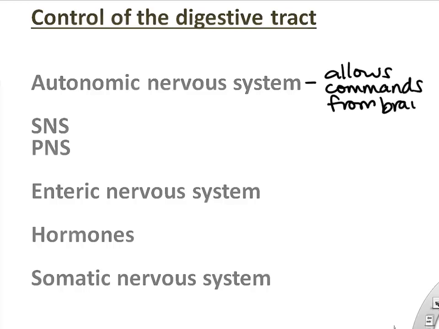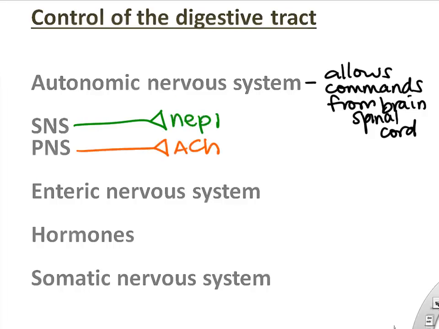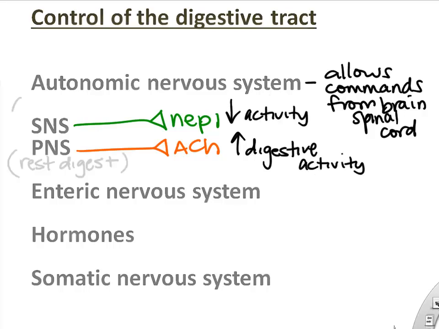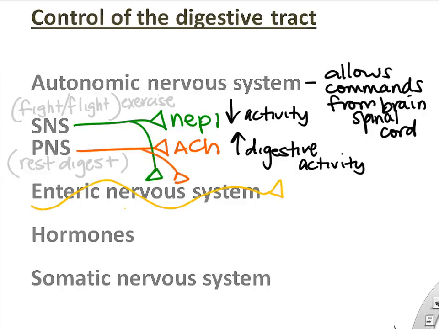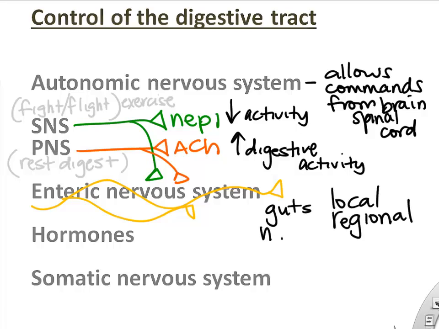So the autonomic nervous system allows the brain and spinal cord to send out commands to the digestive tract and digestive tube. We have our sympathetic nervous system and our parasympathetic nervous system. The parasympathetic nervous system activates the digestive system, whereas the sympathetic nervous system turns its activity down or off. The autonomic nervous system interacts with and controls our enteric nervous system when needed.